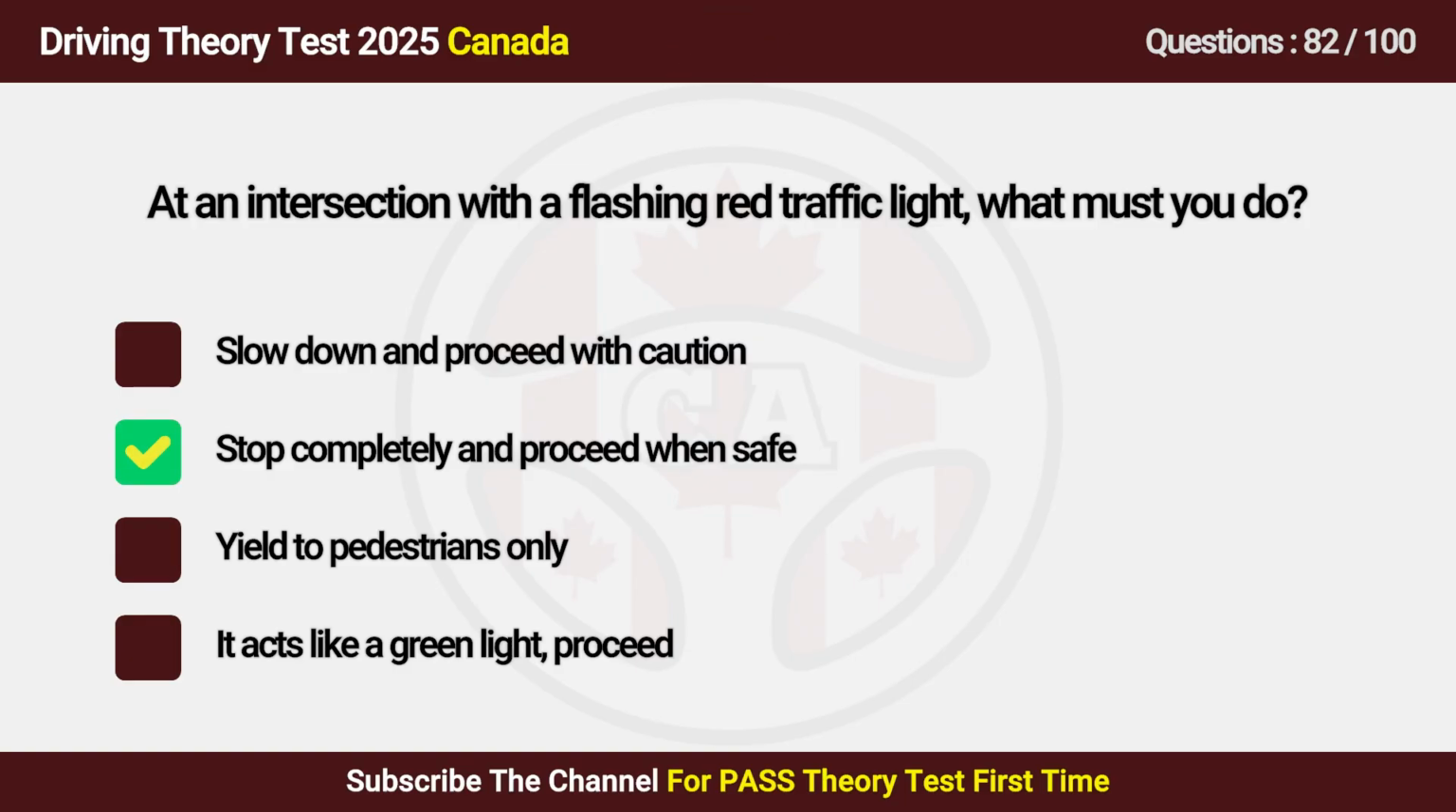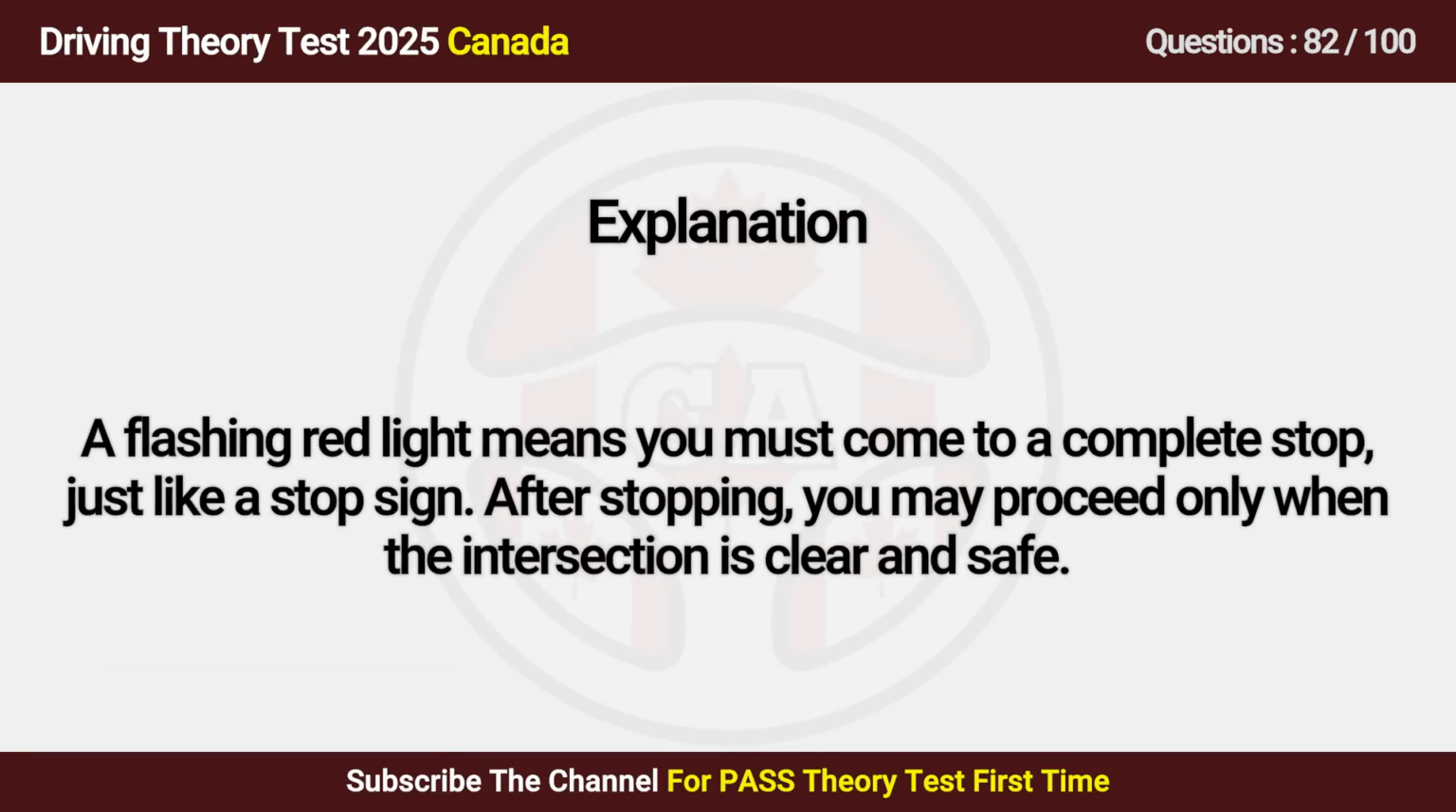Answers is B. Stop completely and proceed when safe. A flashing red light means you must come to a complete stop, just like a stop sign. After stopping, you may proceed only when the intersection is clear and safe.